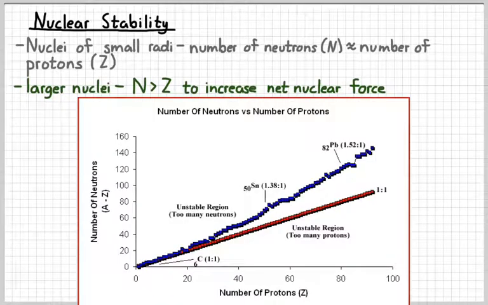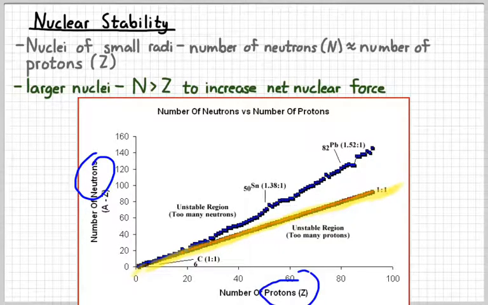And so a handy-dandy chart will look something like this. The red line represents a 1-to-1 ratio between neutron number and proton number. The blue line represents what is actually observed in nature for stable nuclei. So notice at the very beginning those two lines overlap, and then after a while, basically right around this area, the two lines start to diverge.